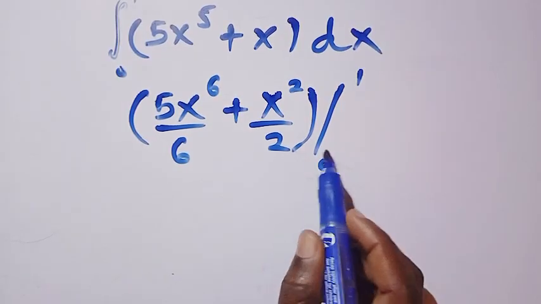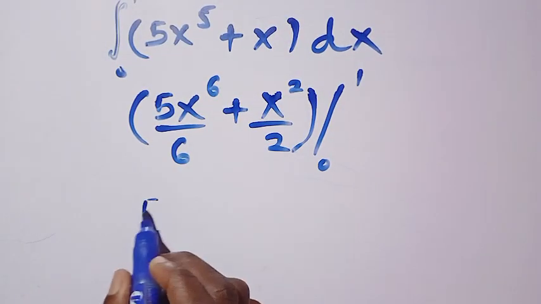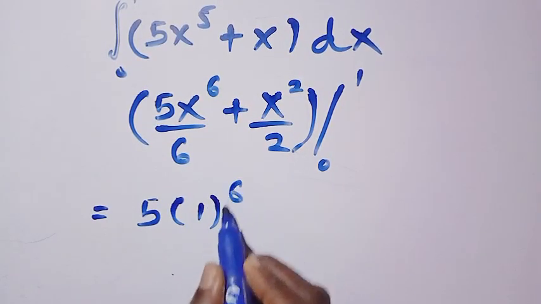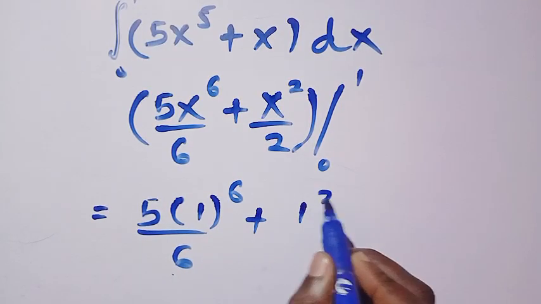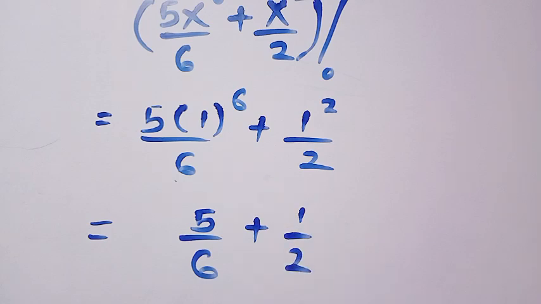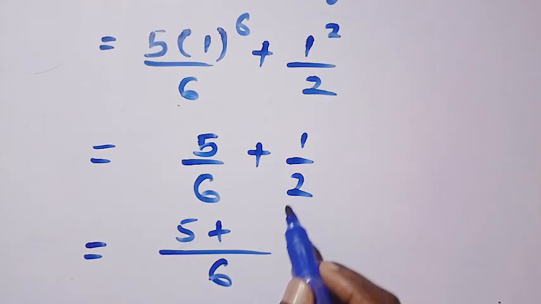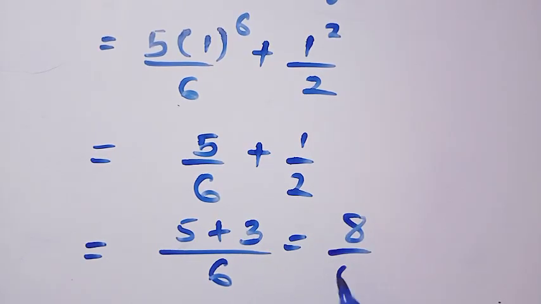When we substitute the 0, everything becomes 0, so we only work with 1. Therefore, we have 5 into bracket of 1 raised to power 6 divided by 6 plus 1 raised to power 2 divided by 2. This equals 5 divided by 6 plus 1 divided by 2. The LCM here is 6, so we have 5 plus 3, that is 8 divided by 6, which is 4 divided by 3. This shows that our I equals 4 divided by 3. 4 divided by 3 is the solution to this problem.